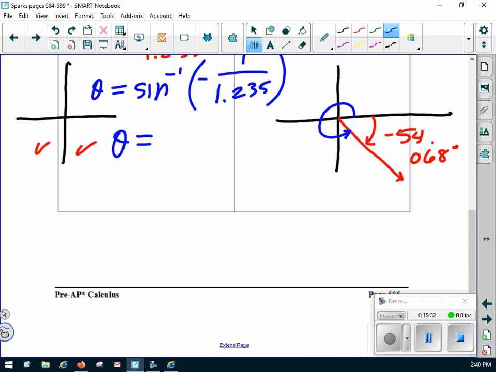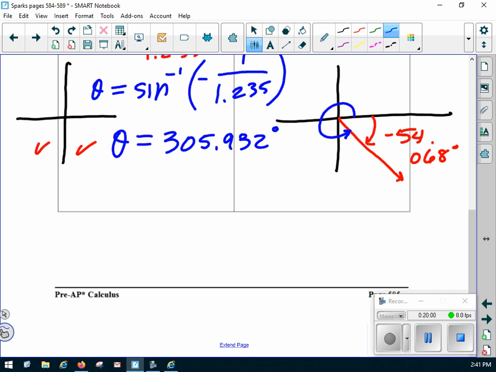Why do we have to add 360? Just add 360 to it. So just put plus 360. So that blue angle, do you agree? That's my quadrant 4 angle.